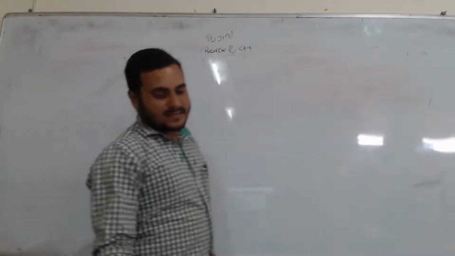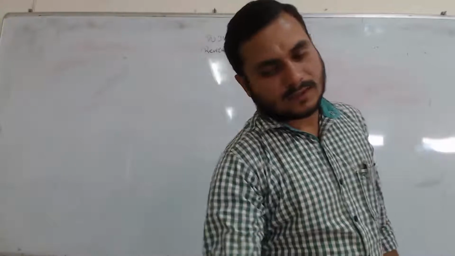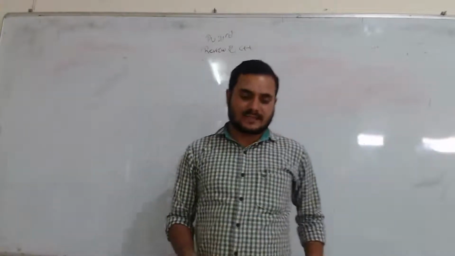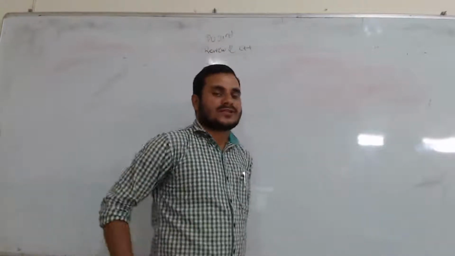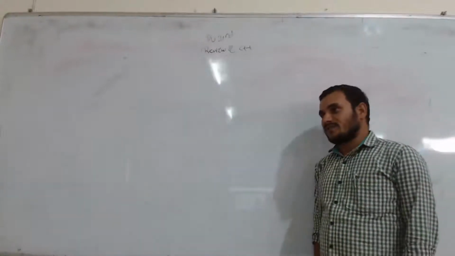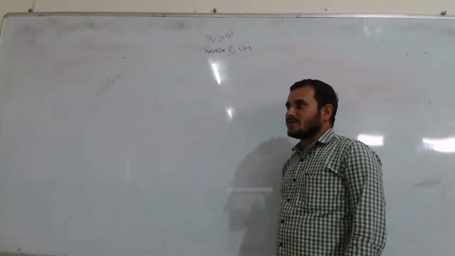So, in yesterday's class, we discussed control statements. Right? There are two types of control statement. One is the selection statement, and the other is the iteration statement, which is also called the looping statement.